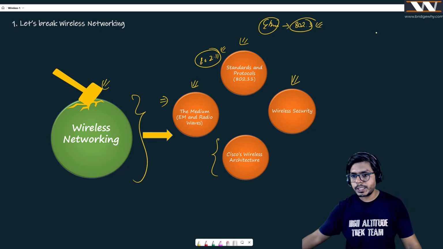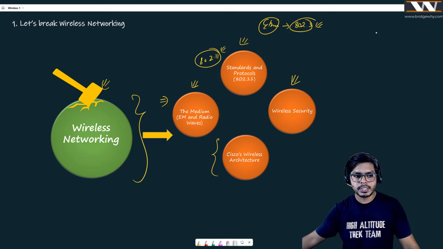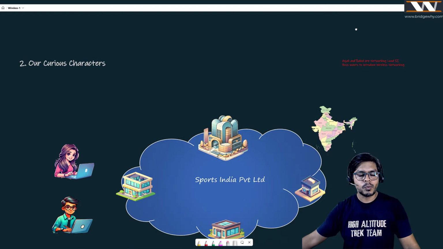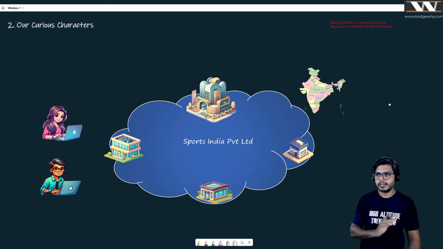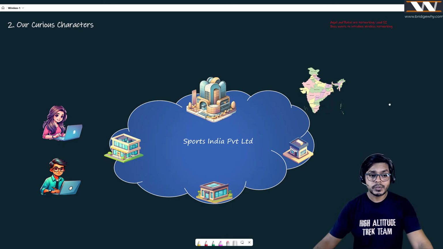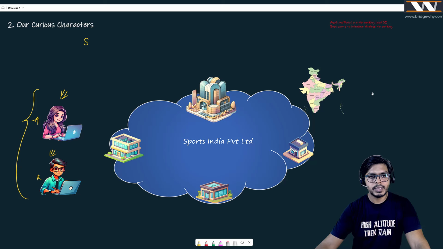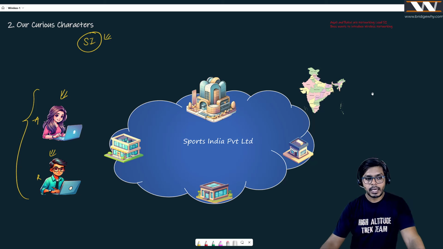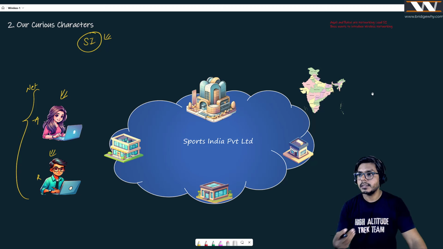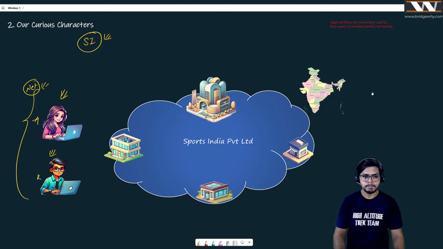Having said that, let's move to our first board, where I will be introducing my character and one enterprise network right here. So most of the time we explain any technology using these two characters. She is Anjali, he is Mr. Rahul, and they both are working in a company. The company name is Sports India Private Limited. And they both are network leads. They lead the team of network engineers, right?